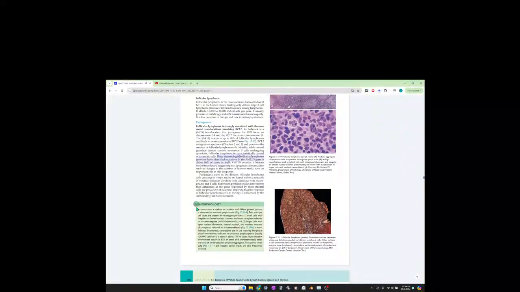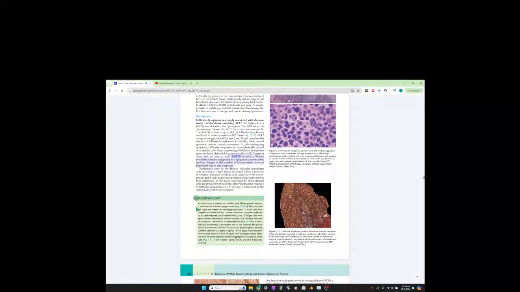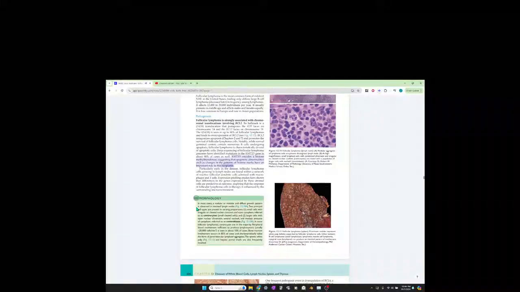Deep sequencing of follicular lymphoma genomes has identified mutations in the KMT2D gene in about 90% of cases as well. KMT2D encodes a histone methyltransferase, suggesting that epigenetic abnormalities such as changes in the patterns of histone marks have an important role in this neoplasm.